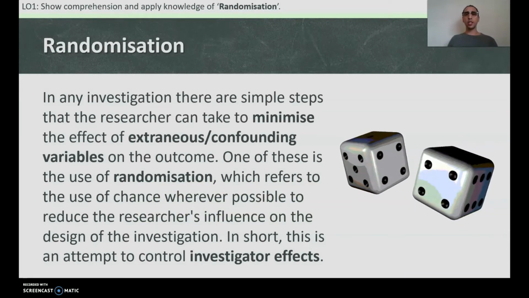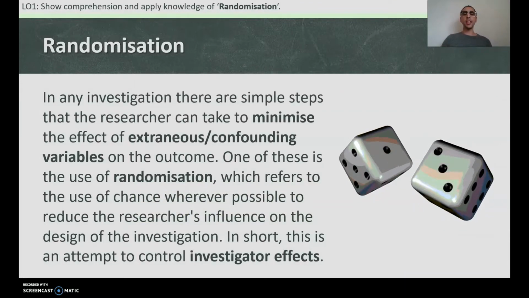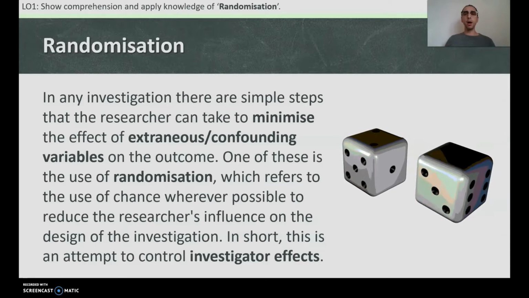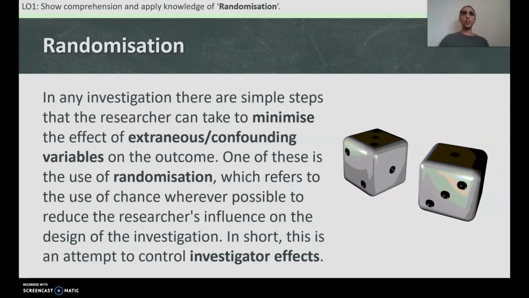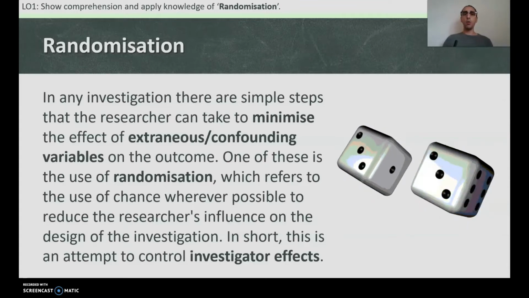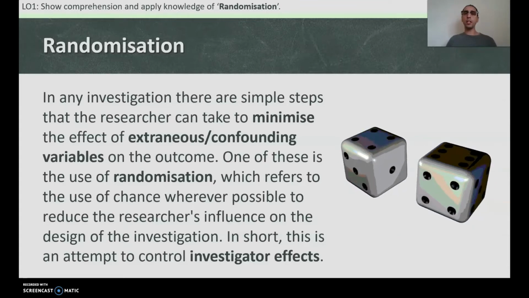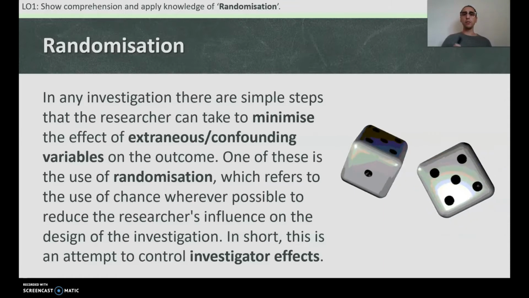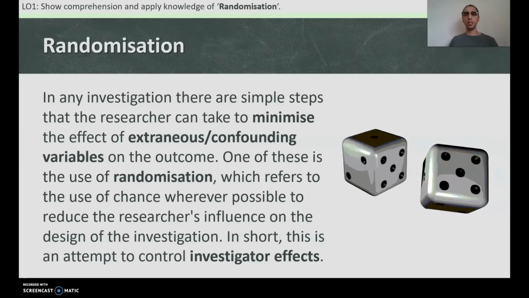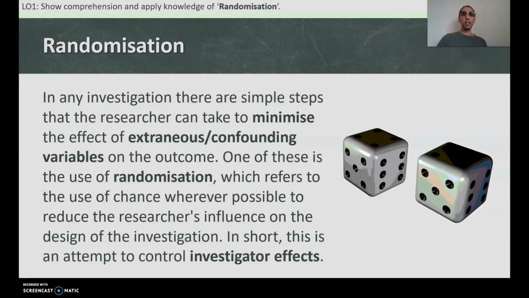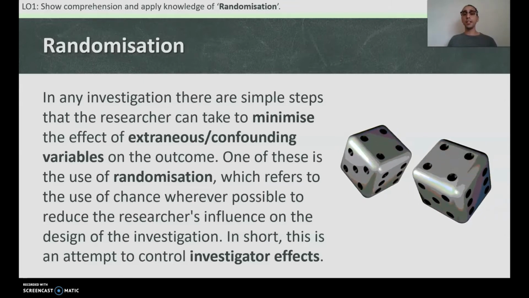In any investigation, there are simple steps that the researcher can take to minimize the effect of extraneous and confounding variables on the outcome. One of these is the use of randomization, which refers to the use of chance wherever possible to reduce the researcher's influence on the design of the experiment. In short, this is an attempt to control investigator effects.